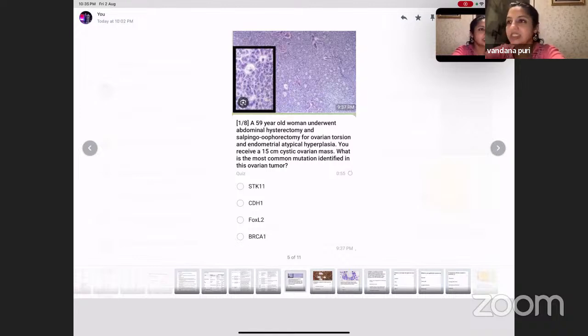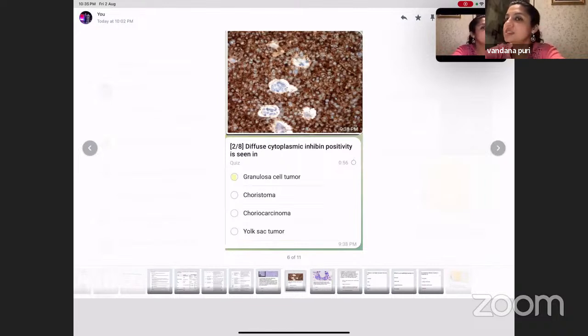Okay guys, so diffuse cytoplasmic inhibin. The point to be noted here is that inhibin staining is in the cytoplasm, because that was a question last time also. So inhibin positivity usually comes in the cytoplasm and it is seen in granulosa cell tumors.